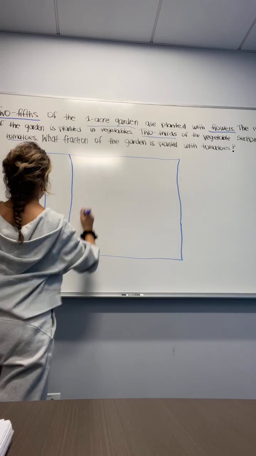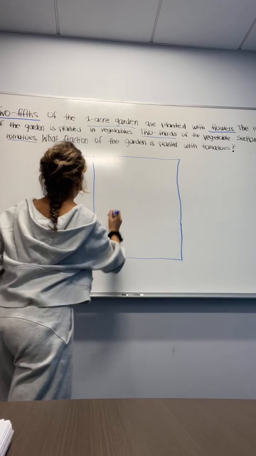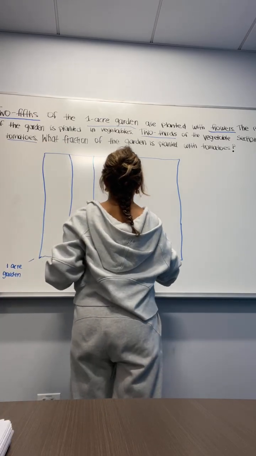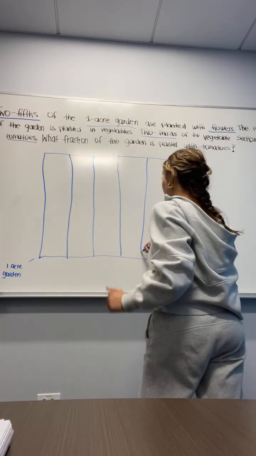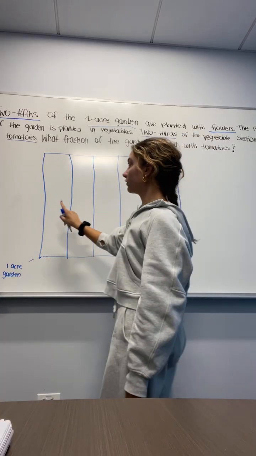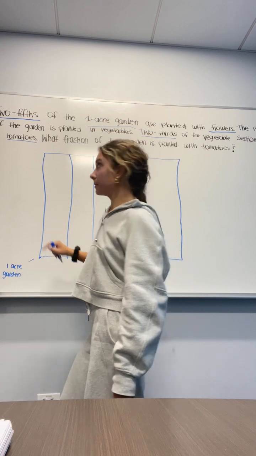So 1, 2, 3, 4 lines. Now we have 1, 2, 3, 4, 5 pieces, okay?